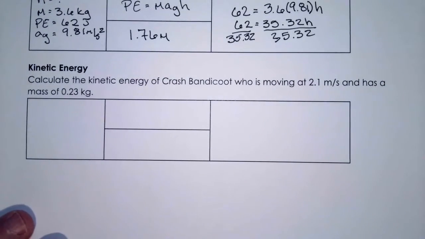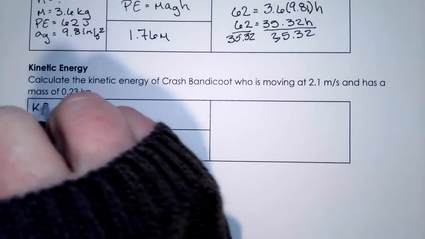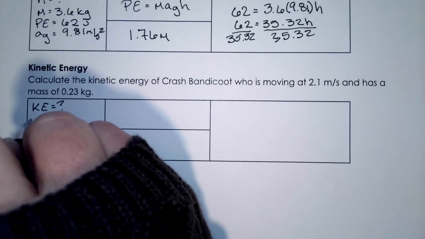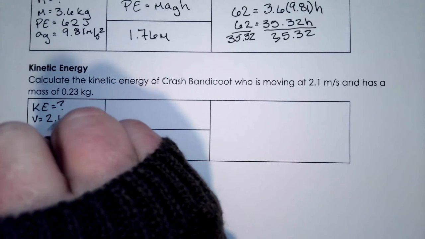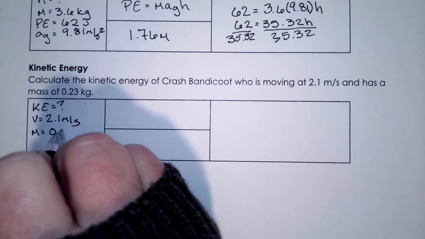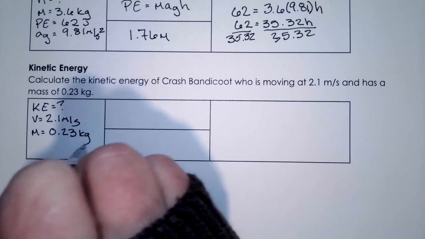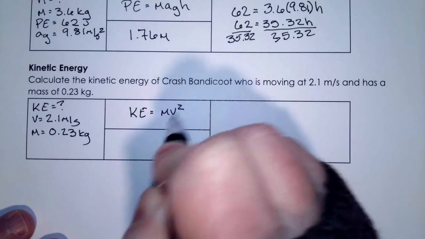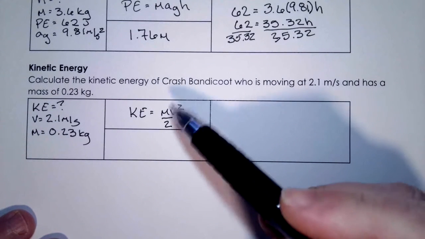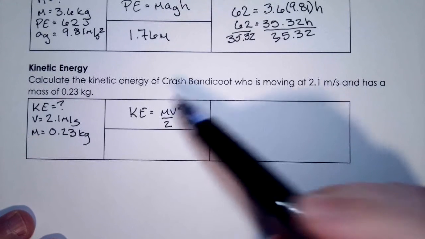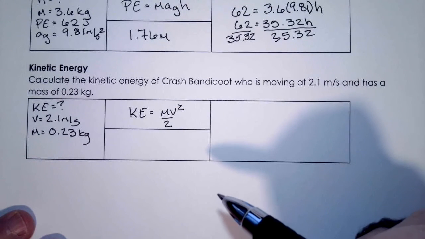So calculate the kinetic energy, KE, so we're looking for KE, of Crash Bandicoot, who is moving at 2.1 meters per second. So velocity is 2.1 meters per second, and has a mass of 0.23 kilograms. So the formula, KE equals the mass times the velocity squared divided by 2. Now be aware that it's only the velocity that you're squaring.